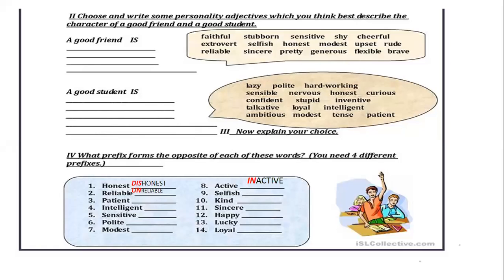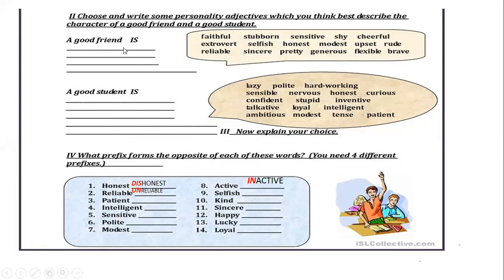Tiene que escribir el opuesto, ¿verdad? The antonym using a prefix, utilizando un prefijo, ¿verdad? Ok. Y aquí arriba, the exercise consists in using words from the boxes, utilizando vocabulario, ¿verdad? De las cajitas, to describe a good friend. What's a good friend for you? ¿Qué es un buen amigo para usted?